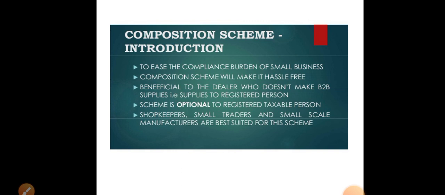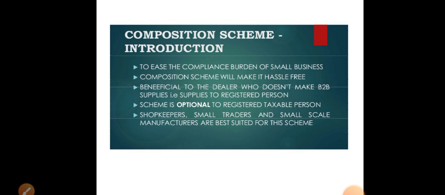The composition scheme can be opted for only by small businessmen. It makes things hassle free. It's very easy to pay the tax to the government, and it is not required to fulfill all the formalities followed by a registered dealer. It is beneficial to a dealer who does not make B2B supplies, business to business supplies. If he is doing B2B supply, he cannot opt for a composition scheme. He has to go for the regular scheme like a registered person.